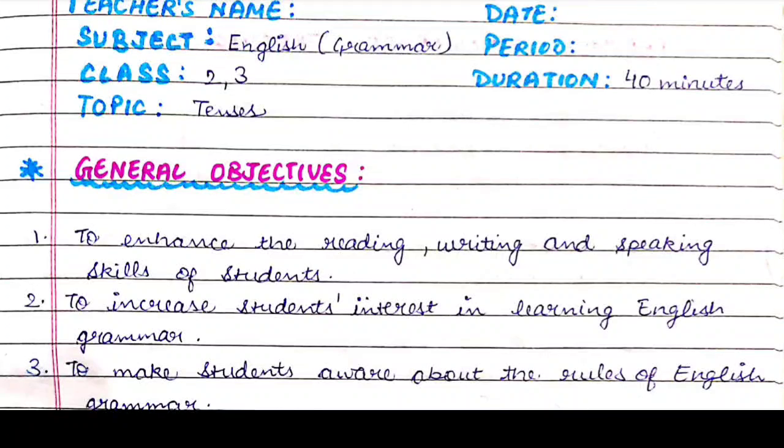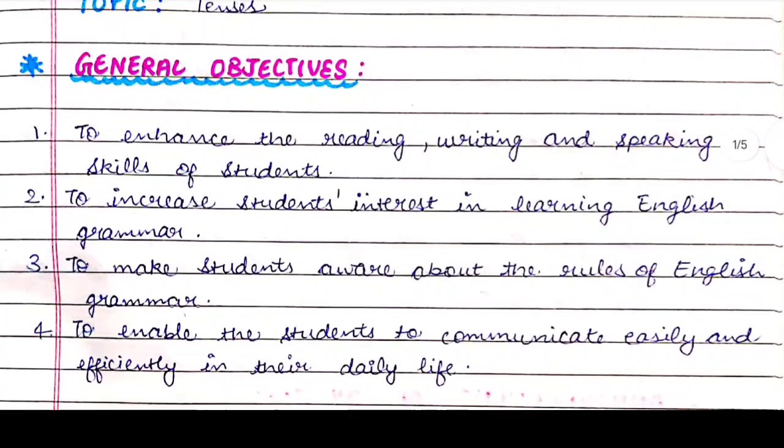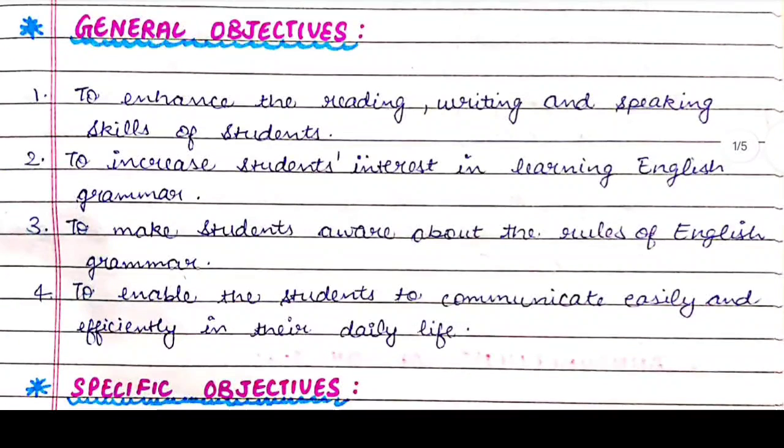So in general objectives we write what our aims or objectives are to teach this subject. If you are teaching English, what are your objectives to teach English? General objectives refer to those, and you can also copy these general objectives in every English grammar lesson plan. They remain the same.